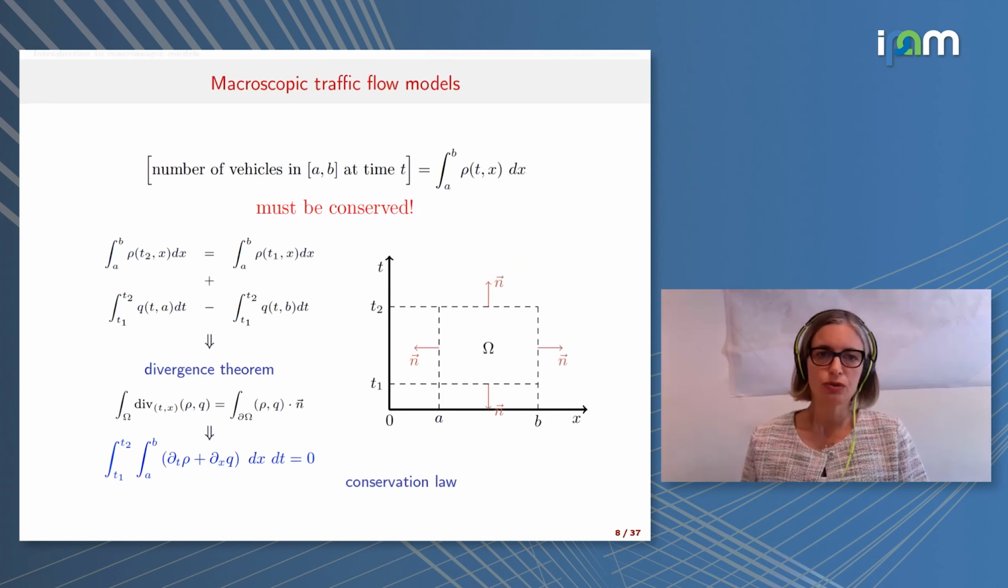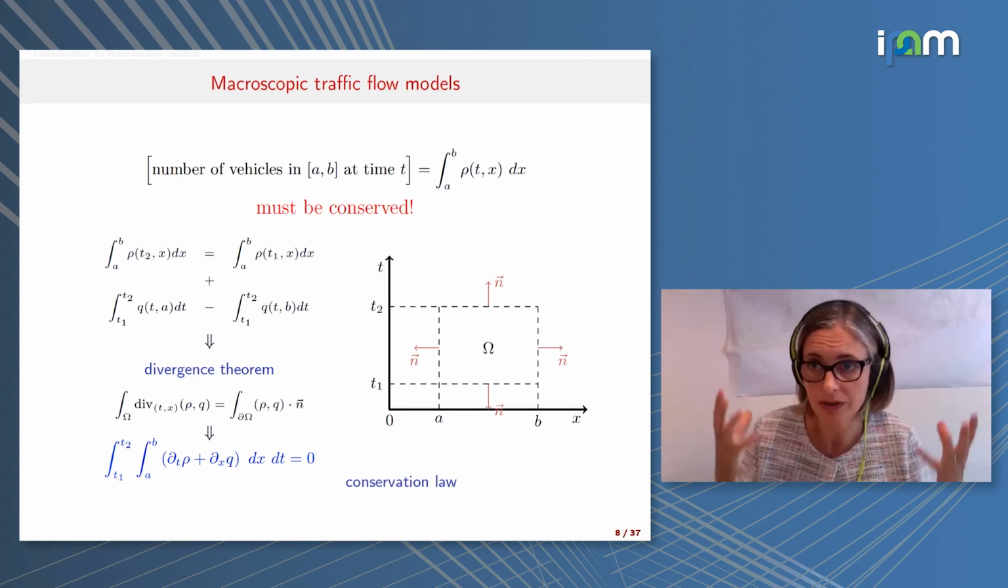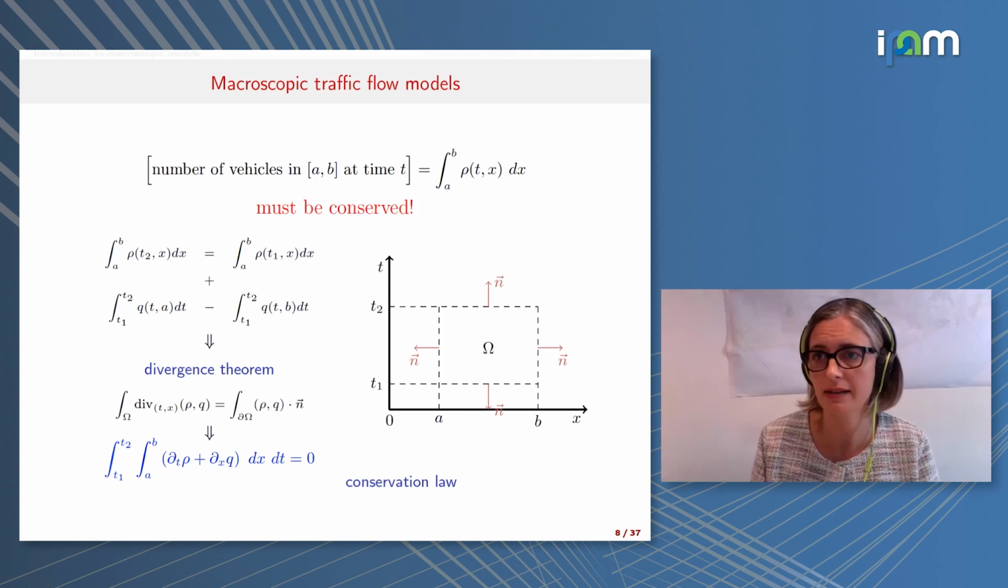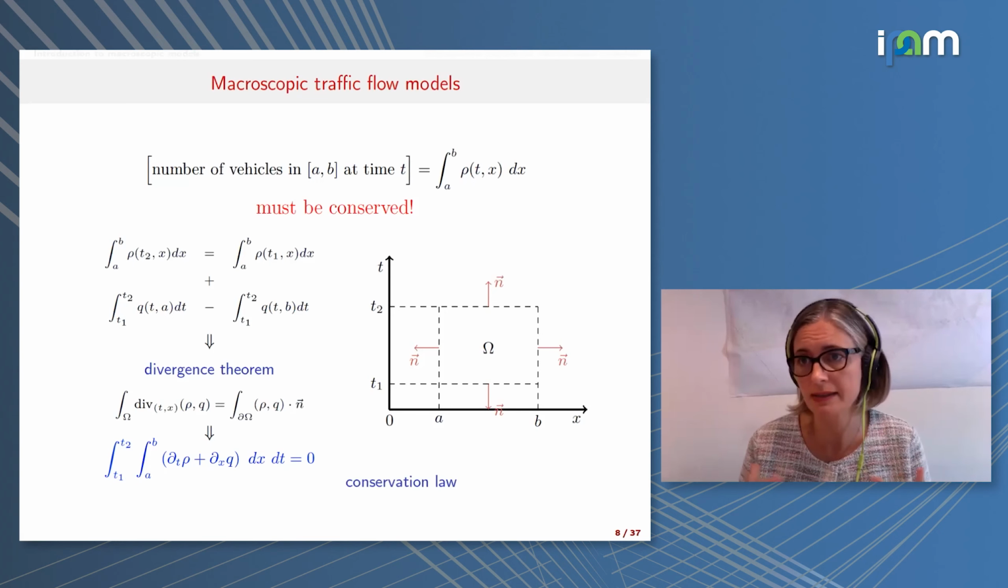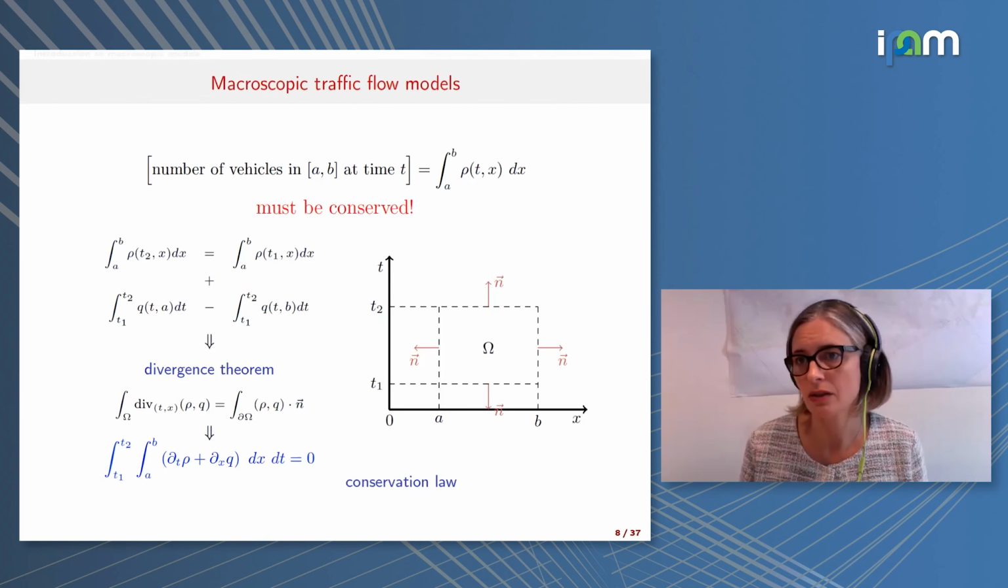So coming to macroscopic models, once we have these macroscopic quantities measured, somehow we want to construct a model that can describe the evolution in space and time of these quantities in order to make simulations, make predictions, and maybe control and optimize the traffic. So the basic idea behind the macroscopic traffic flow model is the mass conservation law.